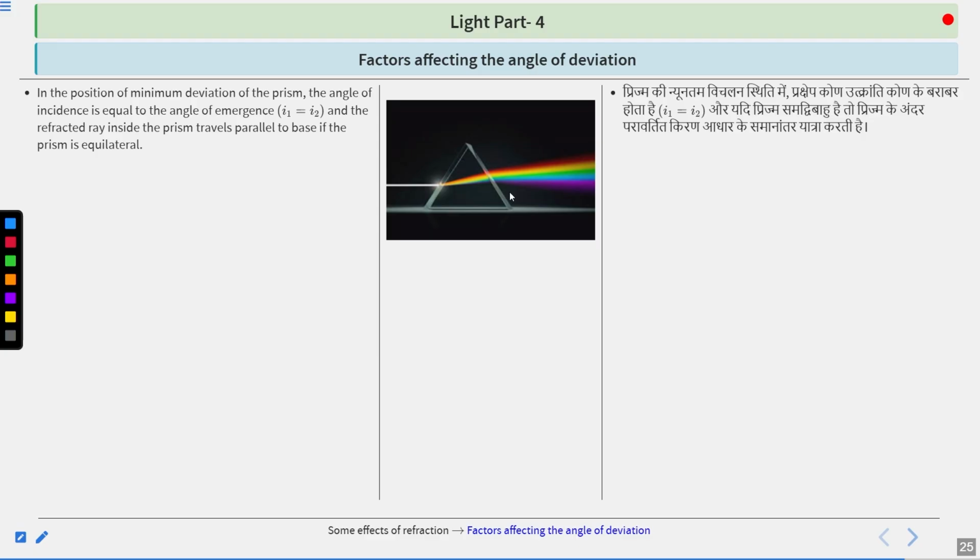In the position of minimum deviation of the prism, the angle of incidence is equal to the angle of emergence, angle i1 equals i2. And the refracted ray inside the prism travels parallel to the base if the prism is equilateral.